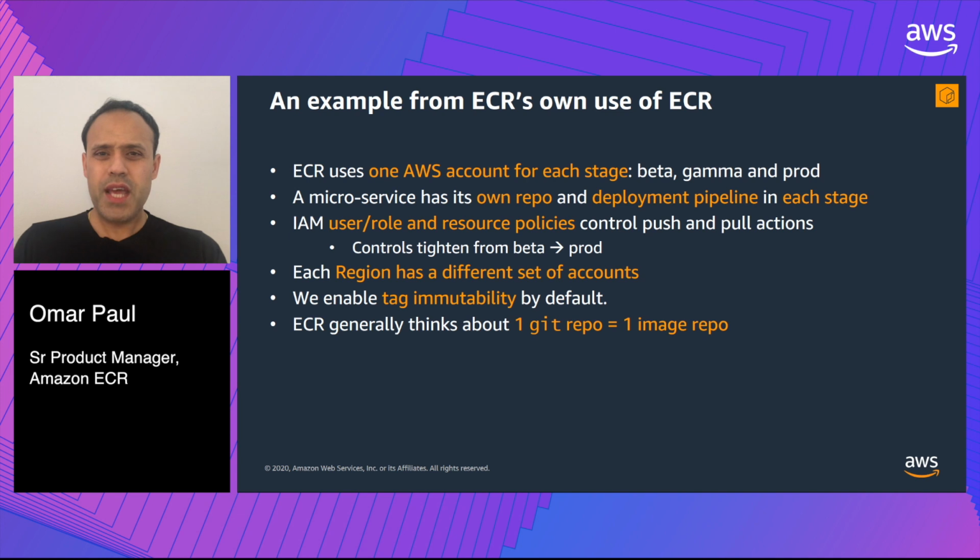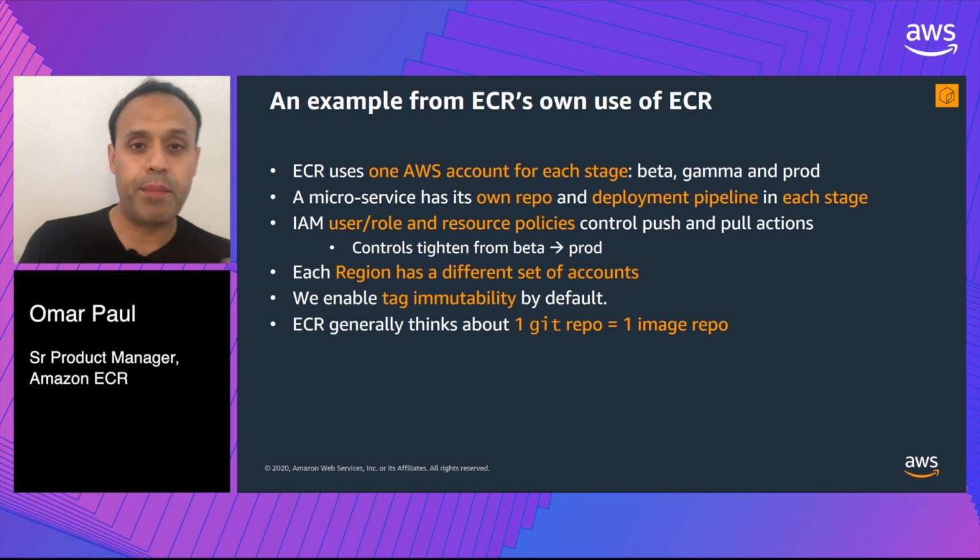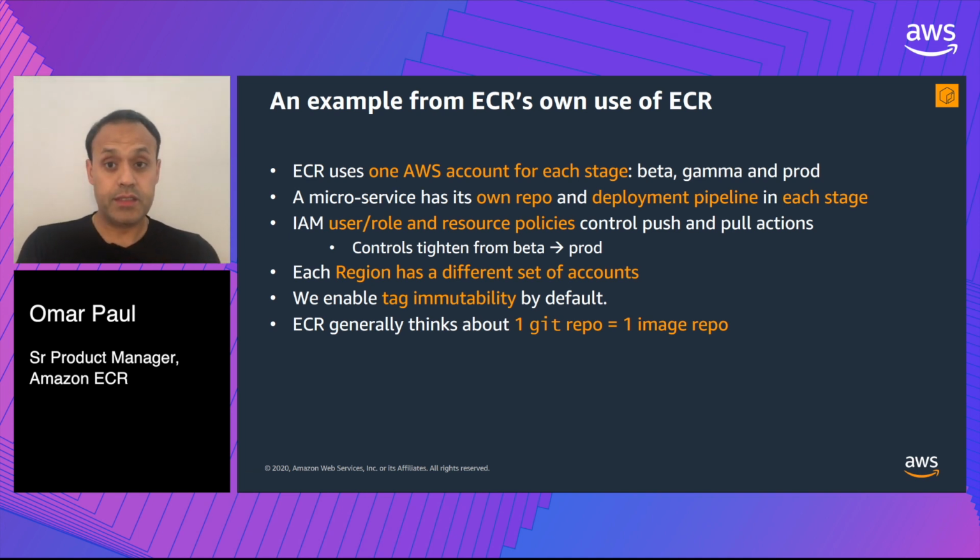I thought I'd share some insight, maybe, into how ECR itself uses the registry. Ourselves, it starts with our repo and our pipeline strategy, and then we apply access controls over it. So, for instance, we segment stages using accounts. Beta, gamma, and prod are our typical stages, and we have a different AWS account for each, and we have a different AWS account for each in each region. So we segment by account, right? Inside each stage, there is its own repository, or a set of repositories. And controls tighten as we go from beta to prod, right?